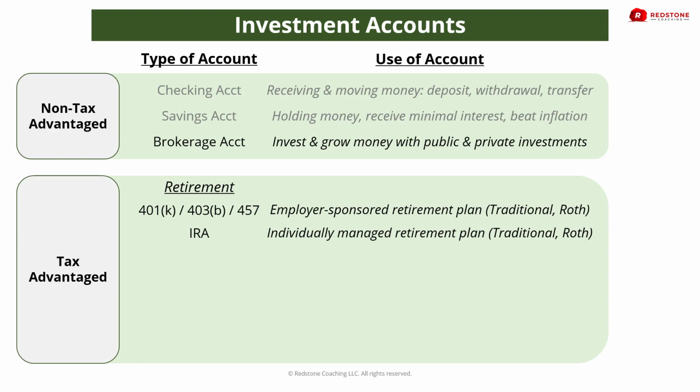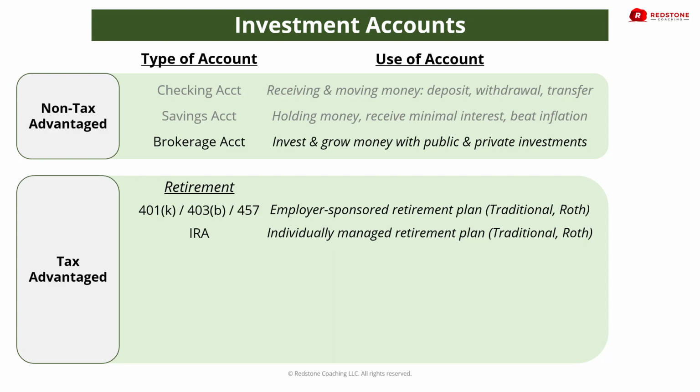Now, if you're working for a nonprofit or a charity, you're going to have a 403b plan. And it's the exact same type of purpose as a 401k. It's for long-term retirement. If you're working for the state or if you're working for the government or some other similar type of institution, well, you might have what's called a 457 plan. But again, all three of these are for the same purpose. They're employer-sponsored retirement plans, and they can be either traditional or Roth.